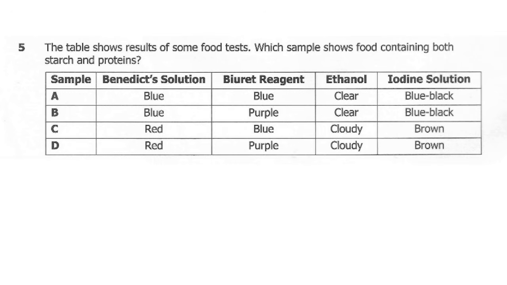The correct answer here is B. So a positive test for Biuret reagent tests for proteins and it will give a purple color. And the iodine test will be testing for starch. So a positive test for starch is a blue-black color. So the correct answer here is B. Well done, chat.